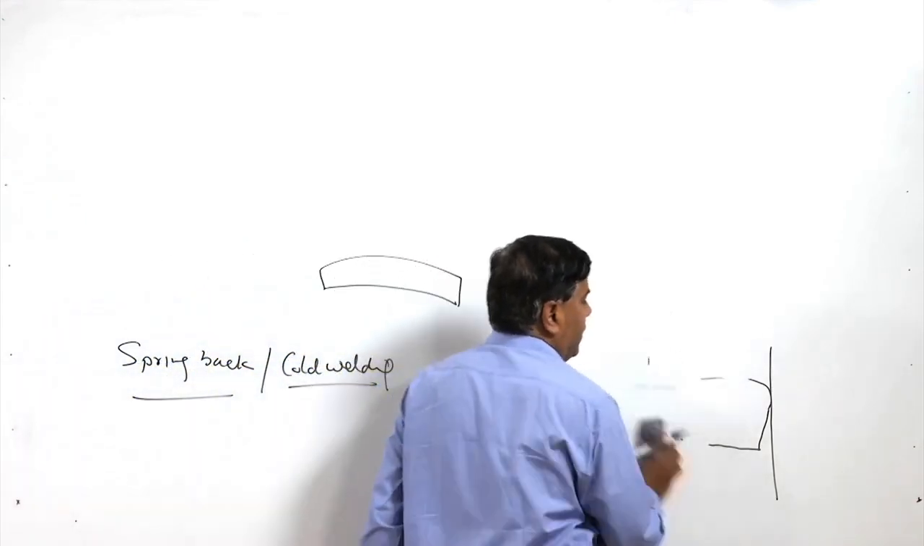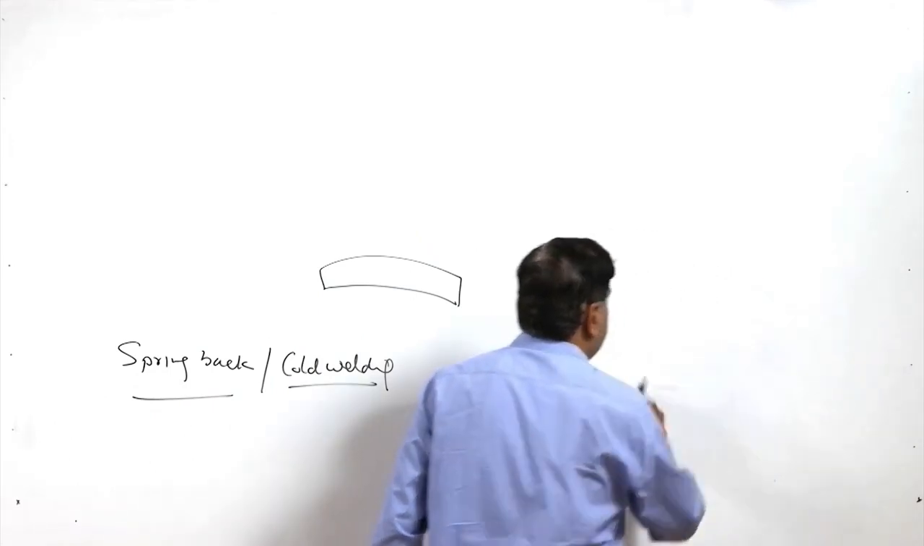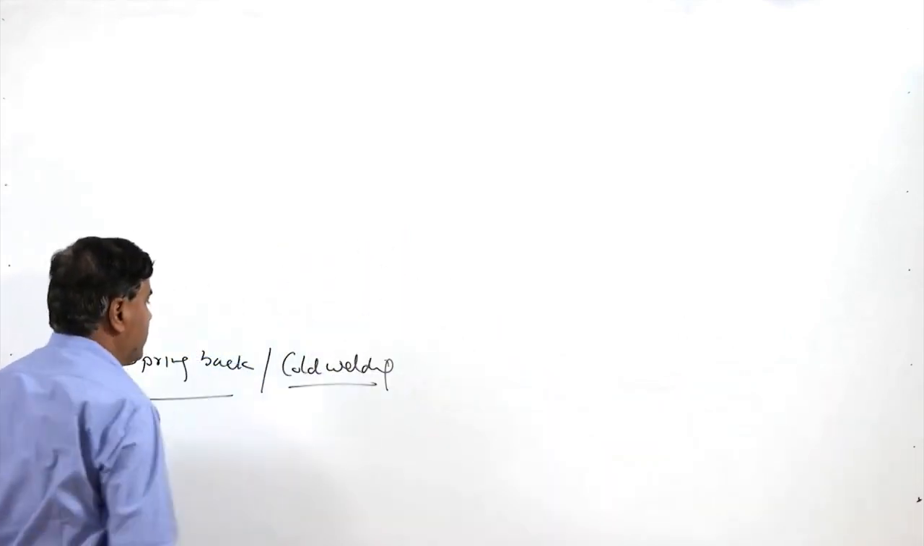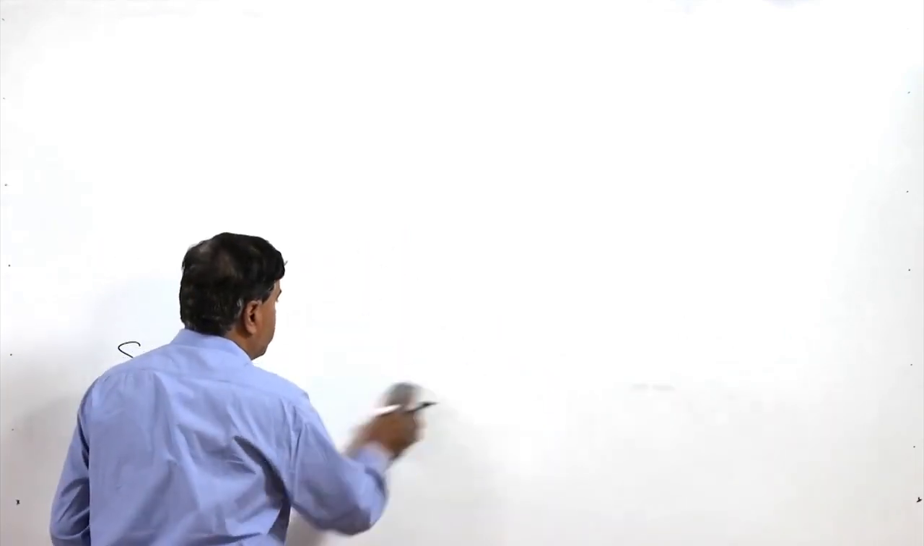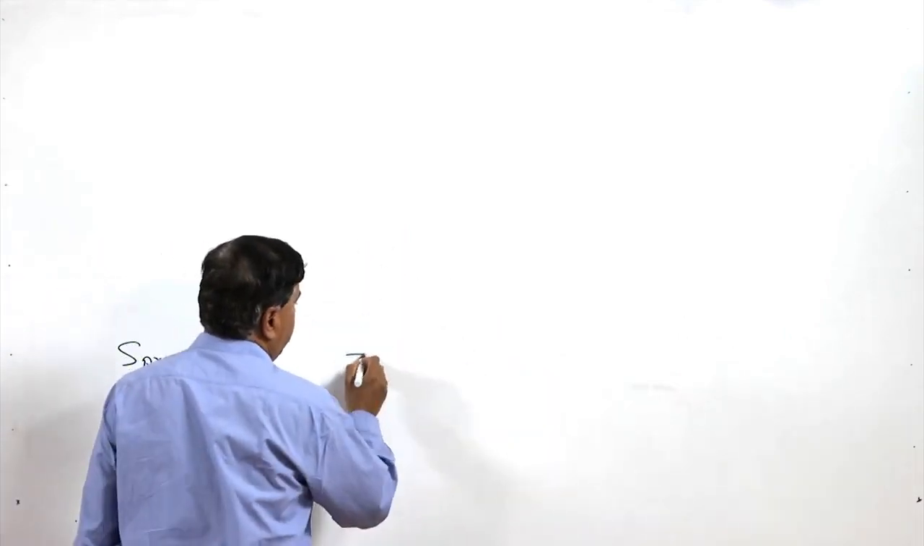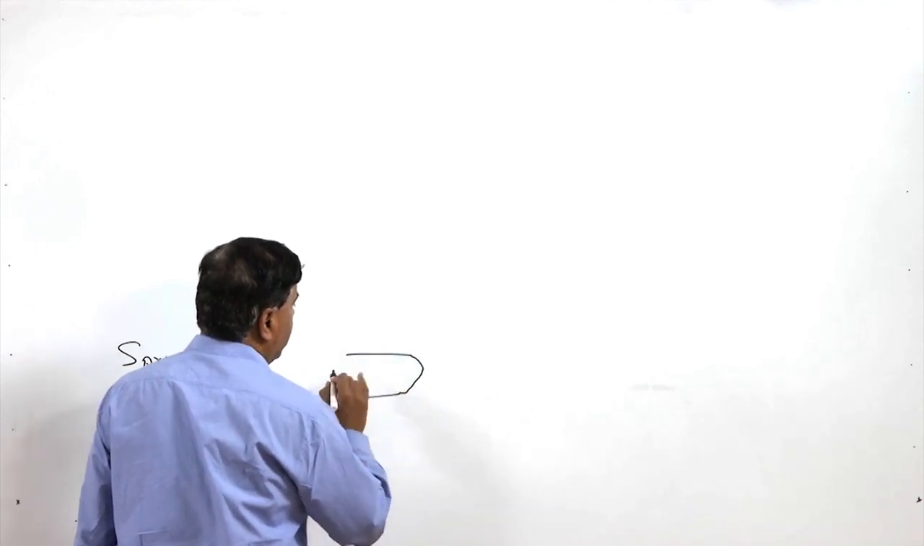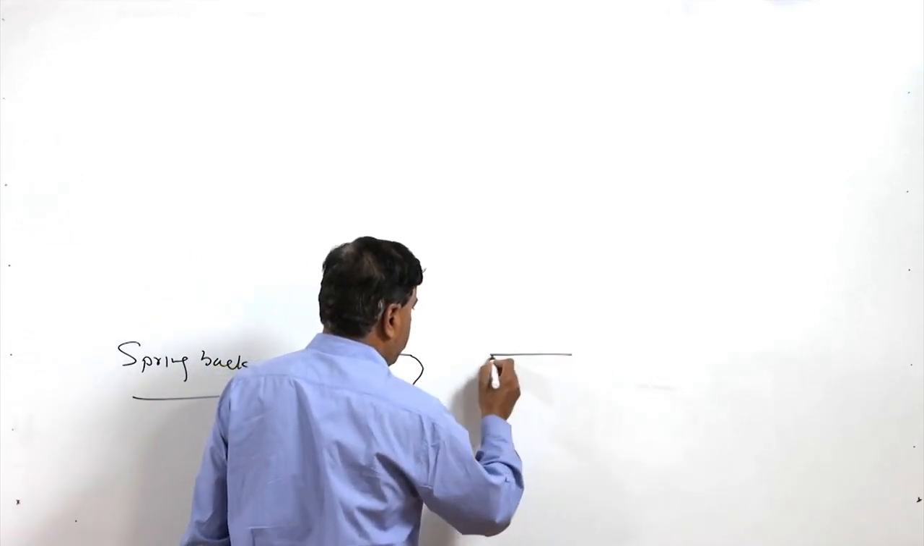Another thing is that it affects the size of the blank as well as the size of the hole being produced. If we see the geometry of the hole, this is the kind of hole edge which is produced.